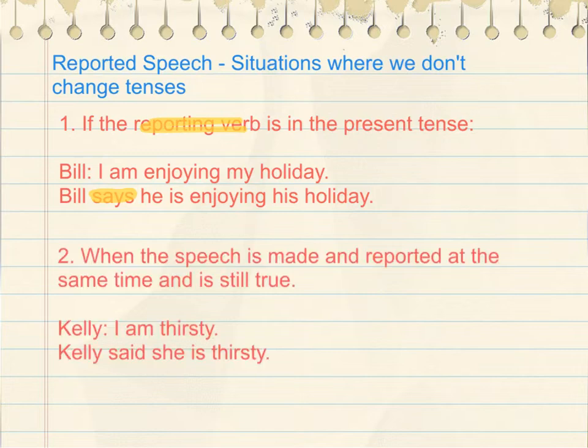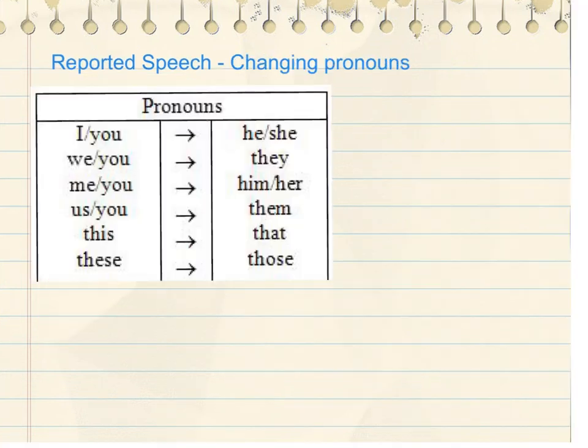And then the second situation where you don't need to change anything is if the speech is made and reported at the same time, and it's still true now. So if Kelly says, "I am thirsty," and we report it back at that moment of speaking, we can say, "Kelly said she is thirsty." So we stay in the present tense.